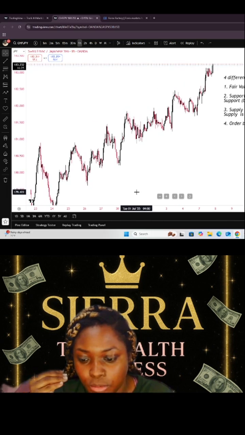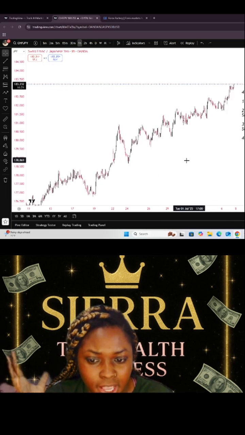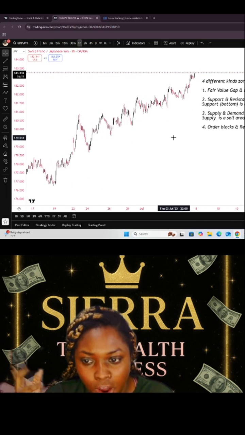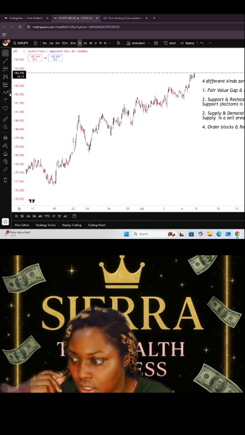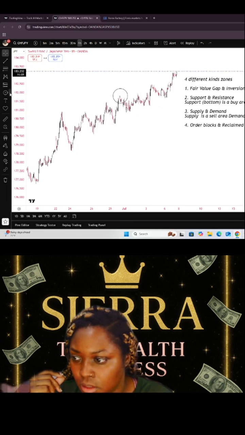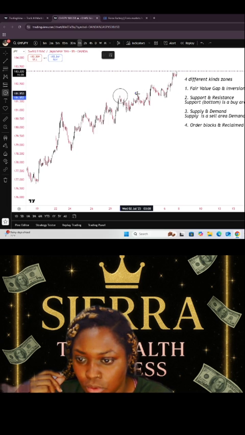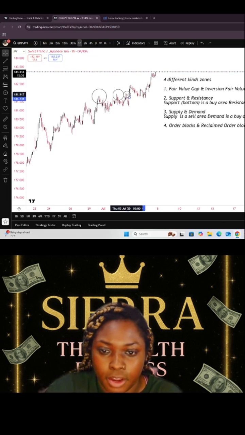You can just come to your chart, right, and find an area to where it looks like price is trying to hesitate to break through. And off the bat, I see this area right here. I have one. Let's see. I have 1, 2, 3. 3 areas of rejection within this area. Okay.